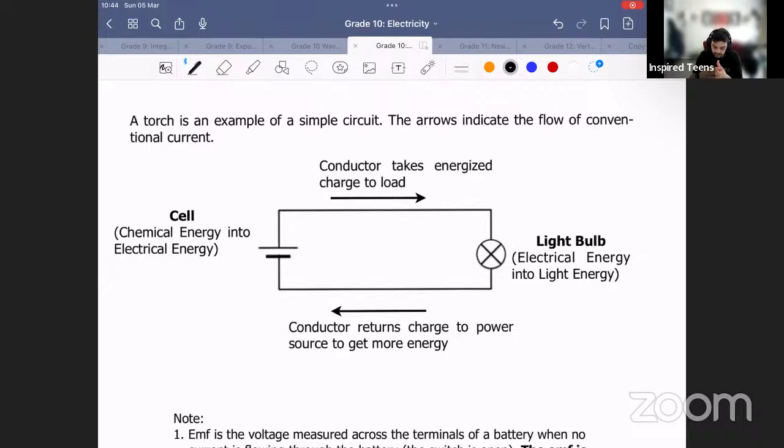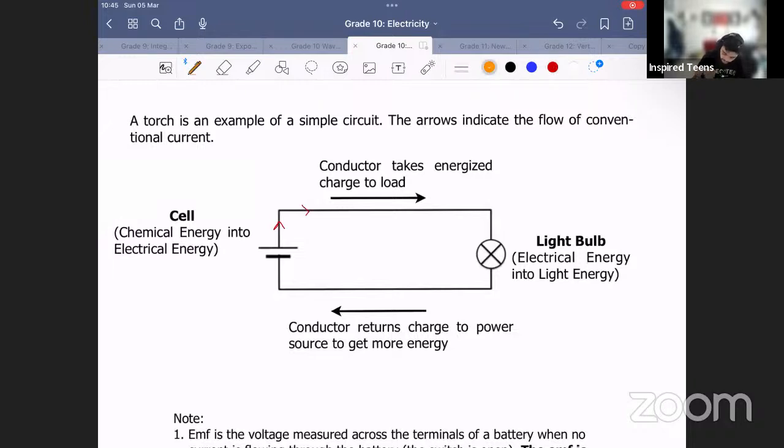The arrows indicate the flow of conventional current. We start off at the cell on the left-hand side, where the cell contains the chemical energy, which is then converted into electrical energy, right? We have the symbol for a single cell. The conductor takes the energized charge to the load.